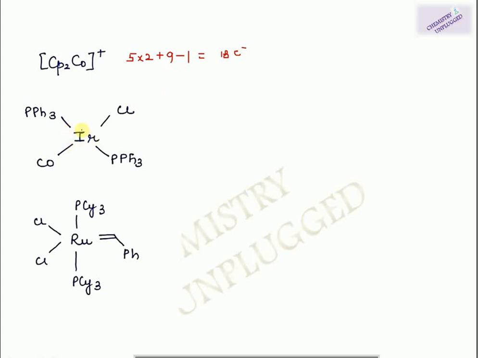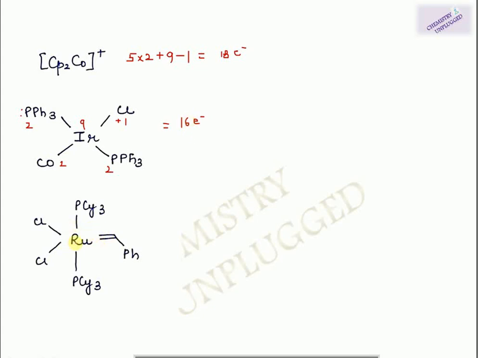Then we have iridium. Iridium belongs to the cobalt family, so it has 9 electrons in its valence shell. 2 is given by this PPh3, the lone pair of electrons on phosphorus, and 2 by this one, plus 1 by Cl, and CO will give 2 electrons. The total will be 16 electrons, which means it will accept electrons, so it will act as a strong oxidizing agent.